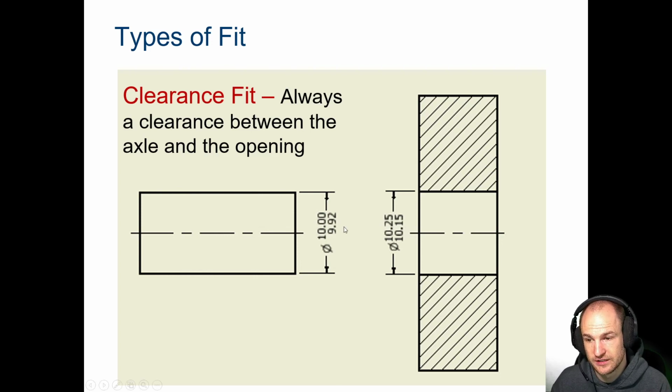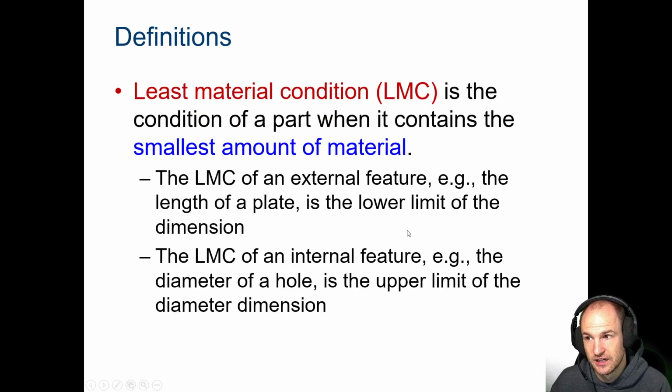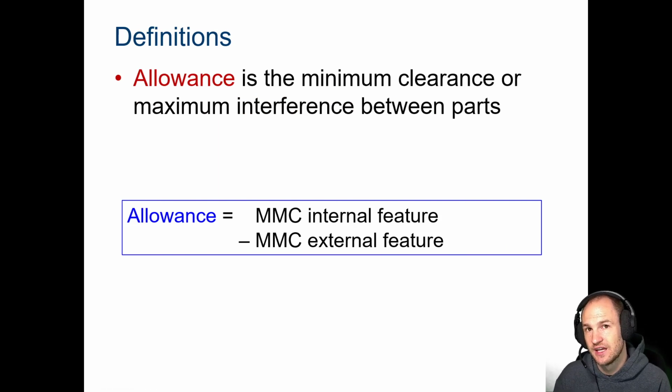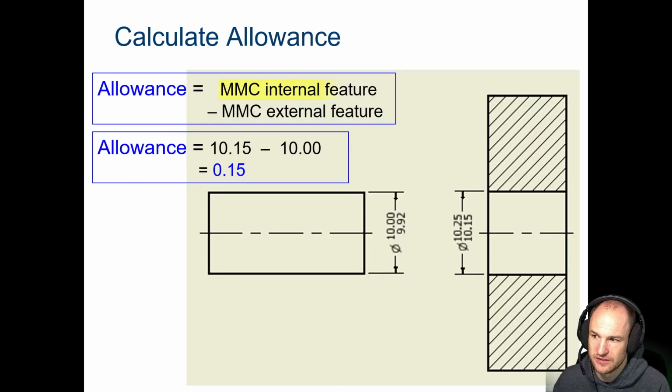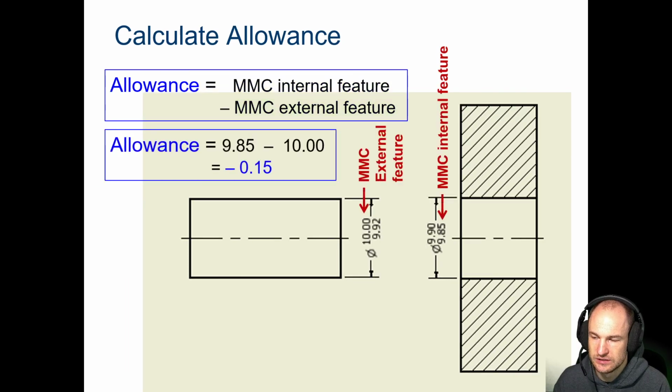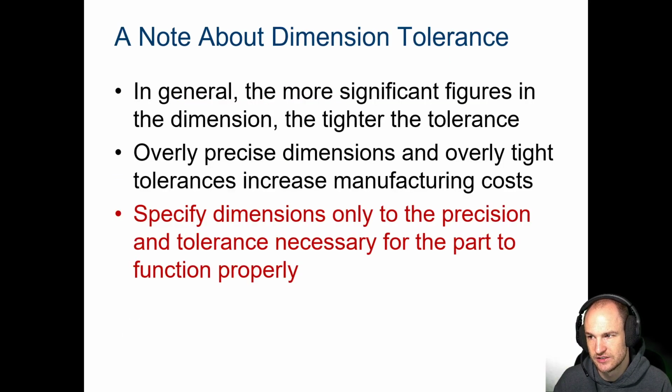Whereas if we subtracted the opposite numbers, and one way it's an allowance and the other way it's an interference, that'd be a transition. I mean, sometimes it's a clearance, but sometimes it's an interference. That's a transition fit. Pretty much you're going to see in this course we're typically dealing with clearance or interference, not transition, but it doesn't mean it can't happen.